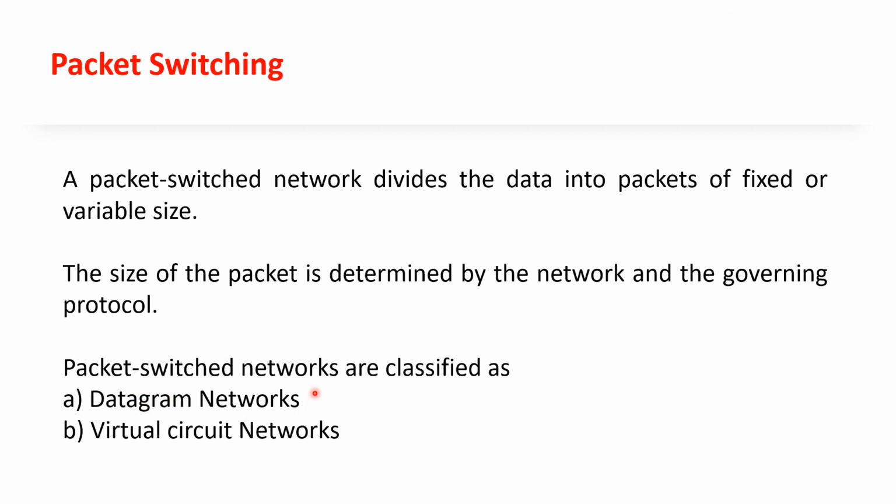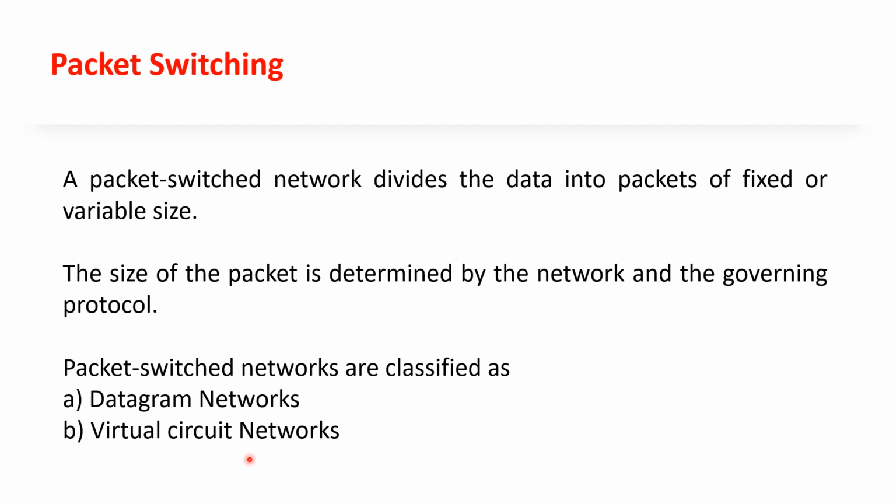Datagram networks are connectionless, with no need to establish a connection before sending data. Each packet can take different paths to the destination. There is no guarantee that packets will arrive or that they will arrive in order. Commonly used for internet applications like web browsing and email.